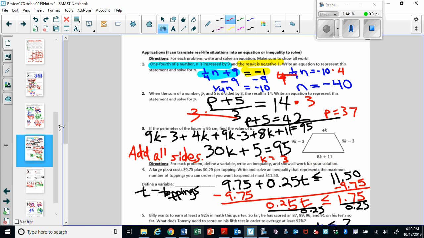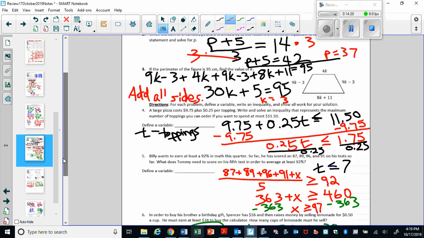Number 4, again, your setup, 975 plus 0.25t less than or equal to 1150. And we did this one in class. Subtraction, 1150 minus 975, 175, divided by 0.25. Let me put this, t equals 7. That's for number 4.